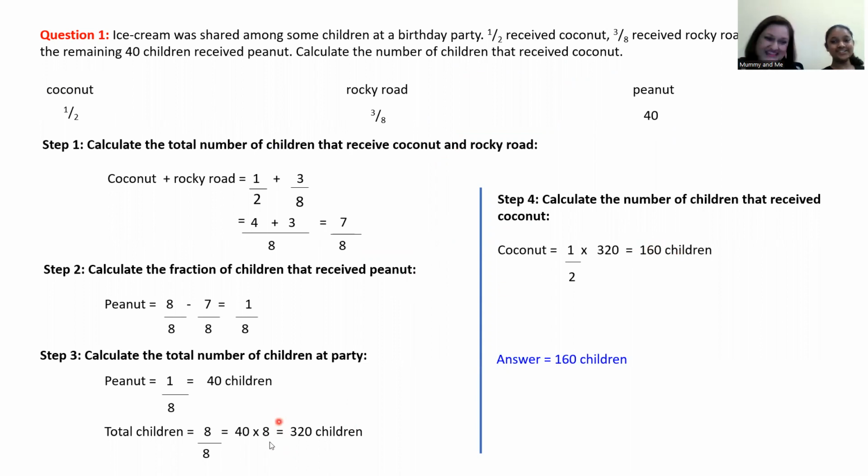So do you want to draw it? You can put the vinculum here over 1. You can literally just draw the 1 with a line. So what we're going to do is divide. 2 divided by 2 is 1. 2 divided by 32 would be 16. And 2 divided by 0 is 0. So 160 children received coconut.